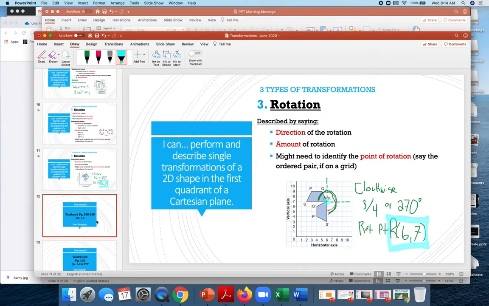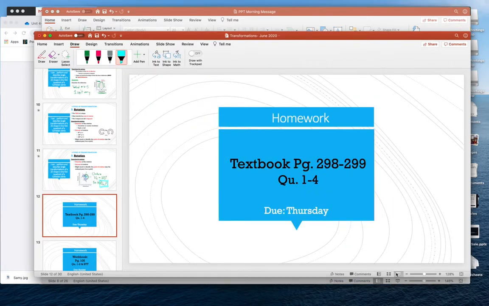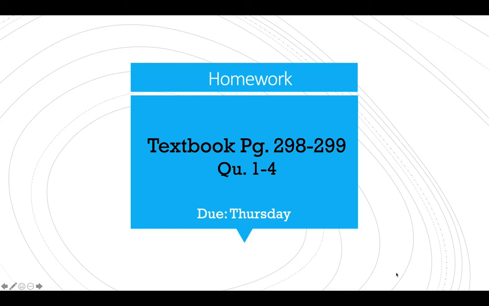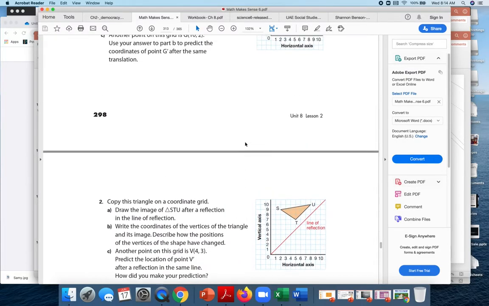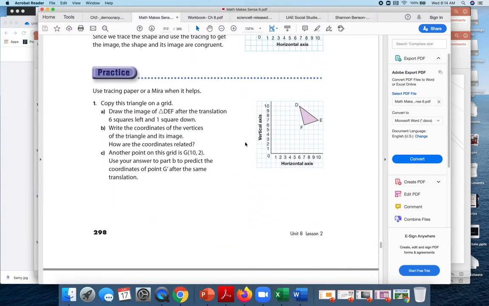Okay, so this is the homework. Page 298, 299, questions 1 to 4, which are due tomorrow. So here's number 1. You have to copy this onto our Cartesian plane. This is like surgery, to be pretty exact. F falls at 7,6. I suggest you draw the vertices first and then you connect the dots.